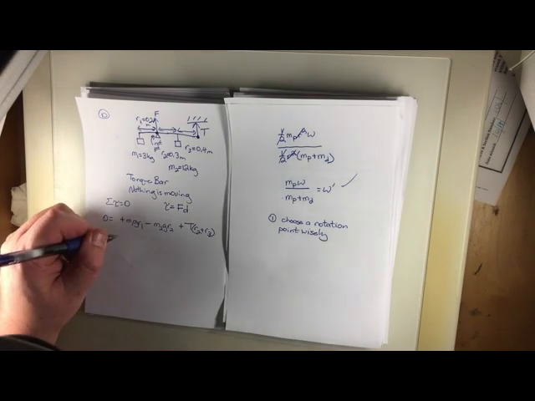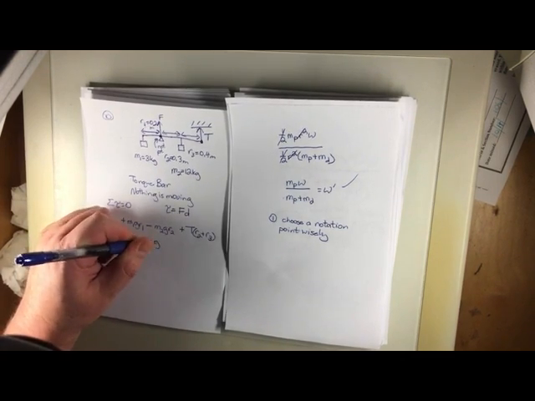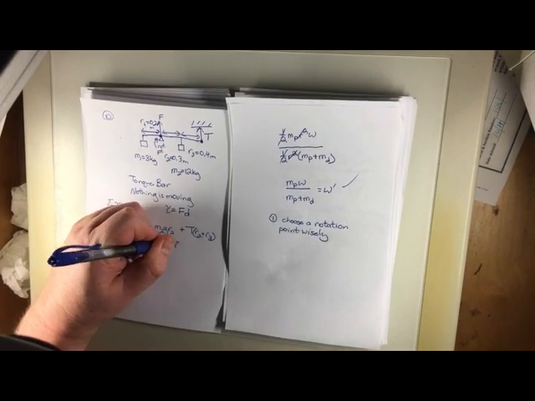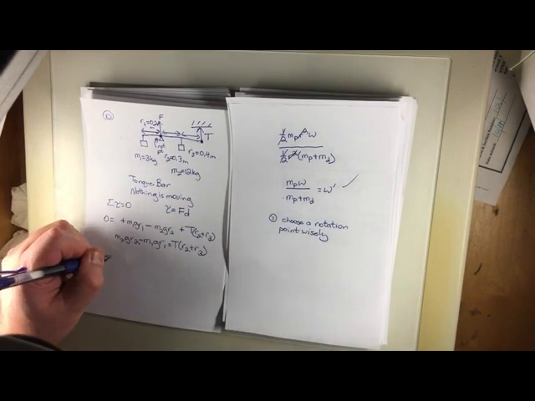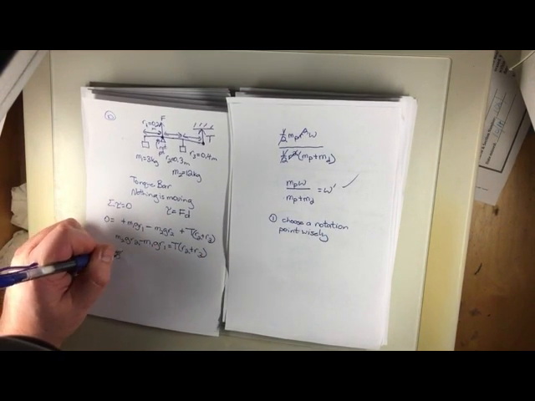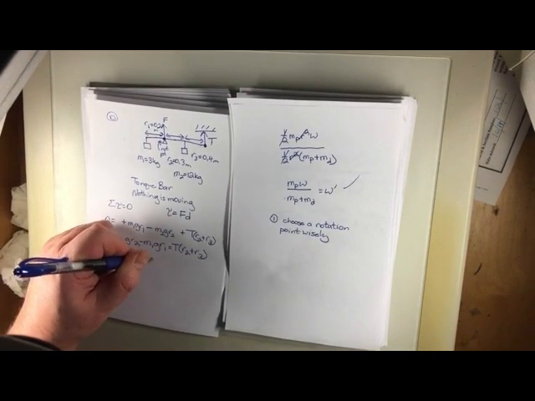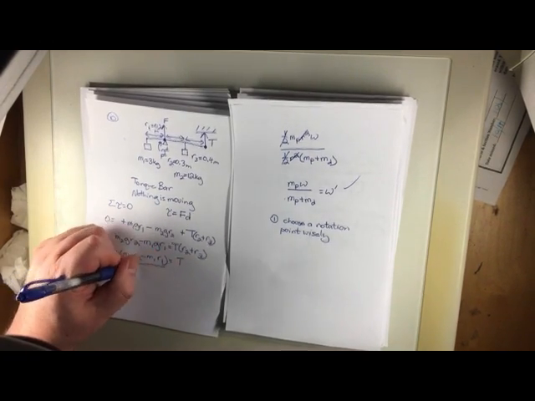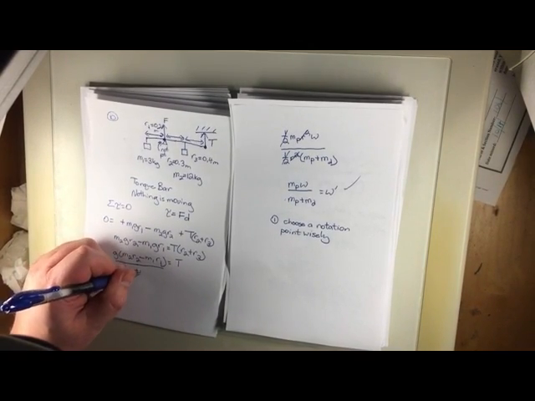The goal is to find tension. M2GR2 minus M1GR1 is equal to T(R2 plus R3). So G(M2R2 minus M1R1) is equal to T, and that is divided by R2 plus R3.